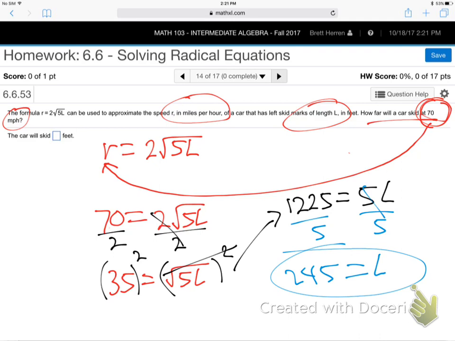Questions on that? We good with doing those? Those word problems are better than the other ones, right?